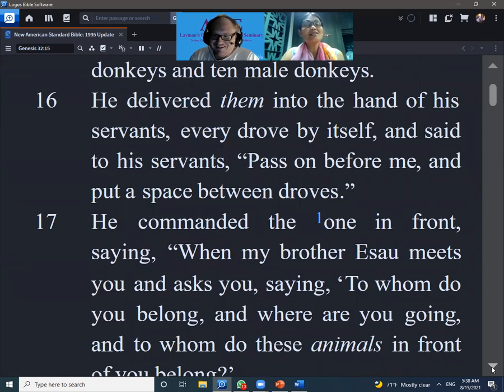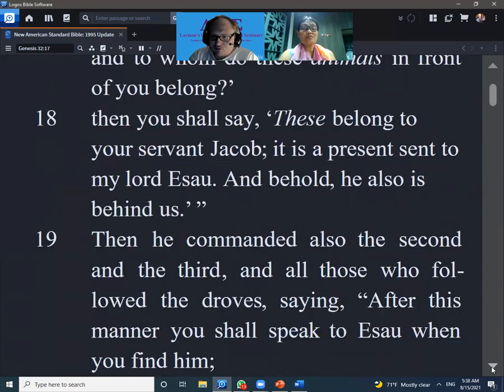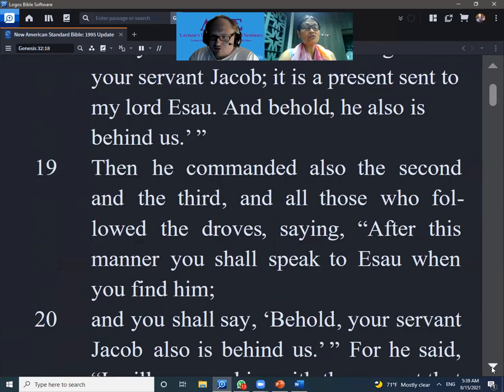He delivered them into the hands of his servants, every drove by itself, and said to his servants, "Pass on before me and put a space between droves." He commanded the one in front, saying, "When my brother Esau meets you and asks you, 'To whom do you belong and where are you going? To whom do these animals in front of you belong?' then you shall say, 'This belongs to your servant Jacob. It is a present sent to my lord Esau, and behold, he is also behind us.'"